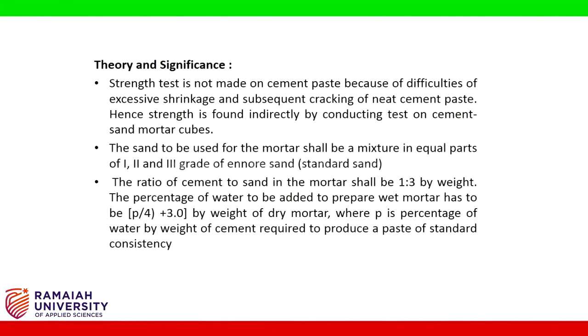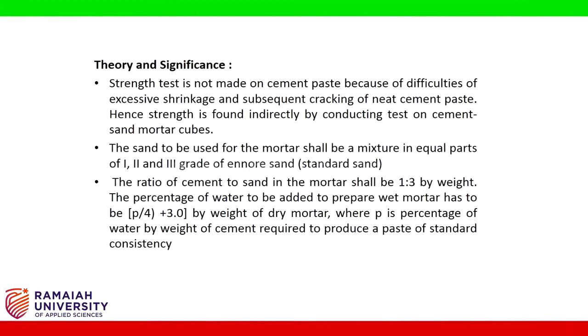Strength test is not made on cement paste because of the difficulties of excessive shrinkage and subsequent cracking of neat cement paste. Hence, strength is found indirectly by conducting test on cement, sand, mortar cubes. The sand to be used for the mortar shall be a mixture in equal parts of 1, 2 and 3 grade of Ennore sand, that is standard sand. The ratio of cement to sand in the mortar shall be 1:3 by weight.